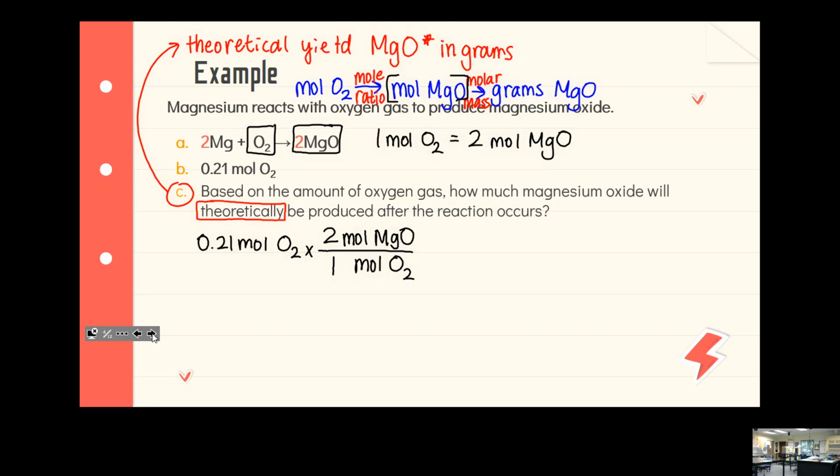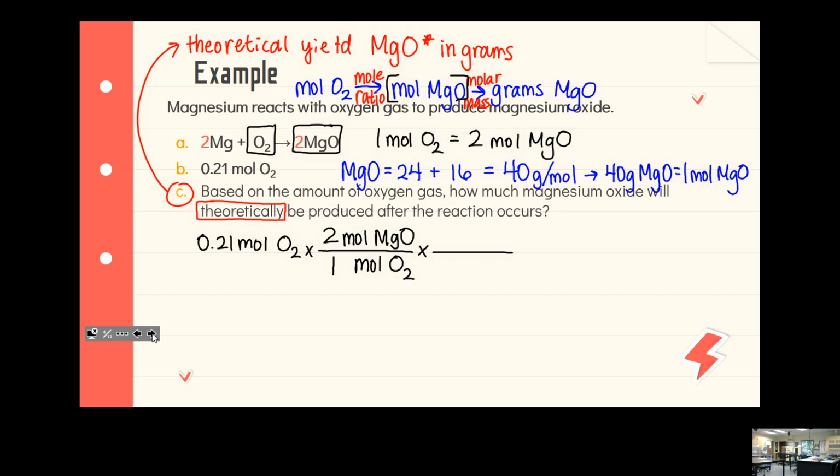Now I want to convert into grams. In order to do that, I need to calculate the molar mass of magnesium oxide. I know I've got 24 from magnesium's mass plus 16. When you do your math there, we know that the molar mass of magnesium oxide is 40 grams per 1 mole. Again, you can rewrite this as a conversion factor, and now I can utilize it in my conversion.